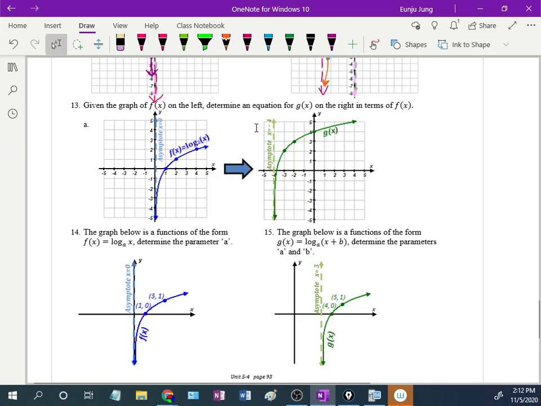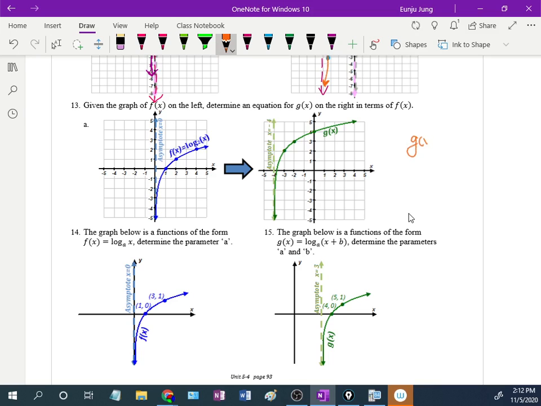Now we are looking for the equations based on this drawing from the graphs. And let's try. Okay, number 13. Given the graph of f of x on the left, determine the equation of g of x on the right in terms of f of x. So we assume we have the same base for the logarithms, okay? So g of x can be written as log base 2 of x.